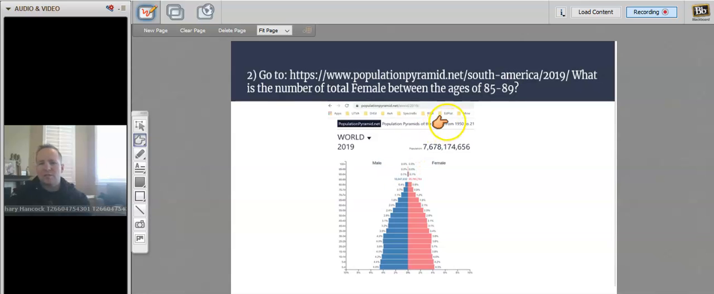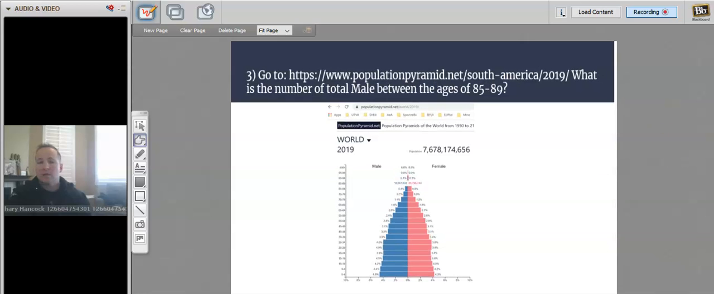So it's basically what is the number of total females on 85 to 89. So you go and you'll scroll over it, and you got to put in a number, not the percentage, the number, okay? Okay, question number 3. You go to that website again. It says, what's the total number of males? You're going to highlight over it, and you have to type in the total number of males, not the percentage, but the total number, okay?